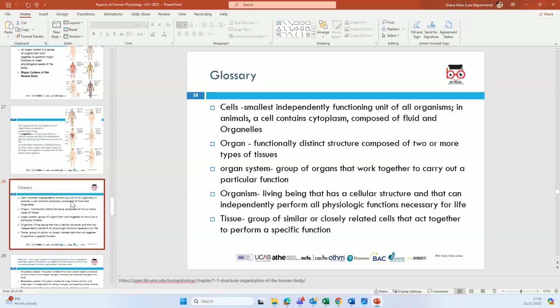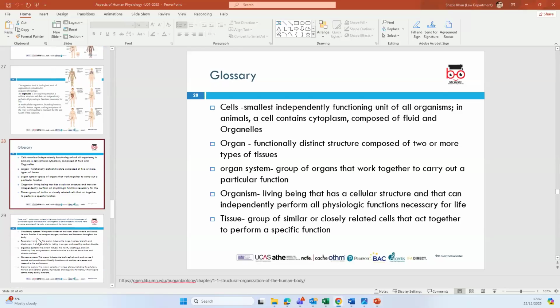A glossary is there, just telling you what the terms mean. A cell is the smallest independently functioning unit of all organisms. An organ is a structure composed of two or more types of tissue. An organ system is a group of organs that work together. An organism is a living being that has cellular structure, and a tissue is a group of similar or closely related cells that act together to perform a specific function.